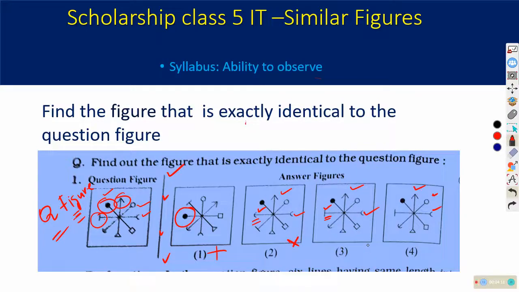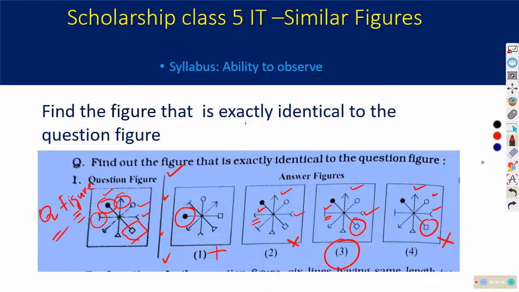When we look at 3rd and 4th, what is the difference between 3rd and 4th? The difference is here. Look at the question figure. It is a rectangle here. So the answer should be 3rd. This is again an omitted one. This much time I took because I was talking. You will not be talking, you will be thinking. And your thinking at that time will be fast.